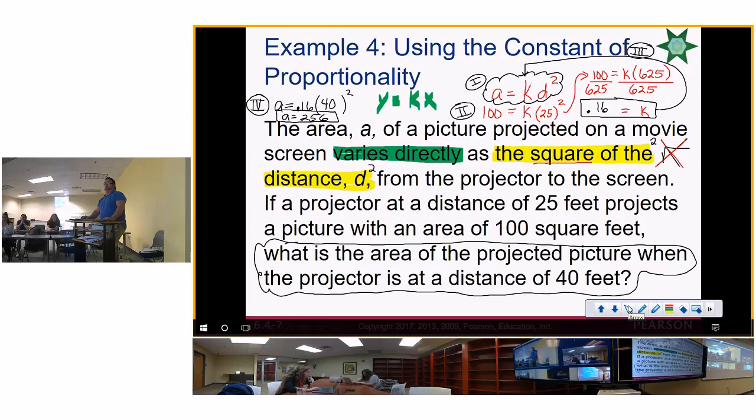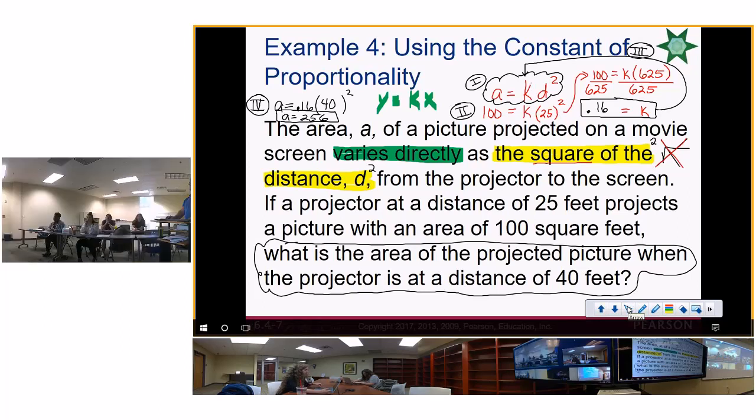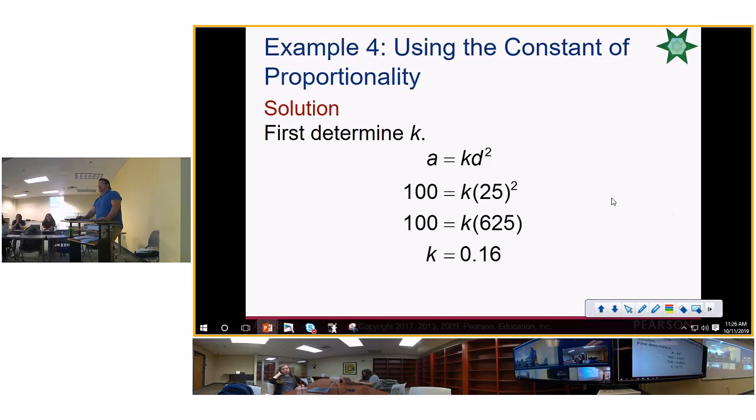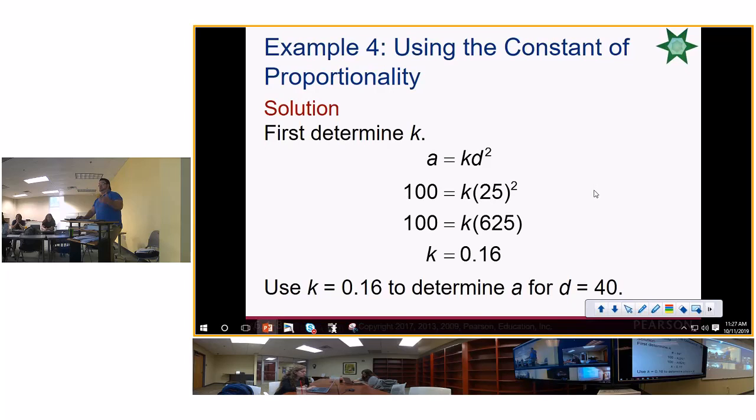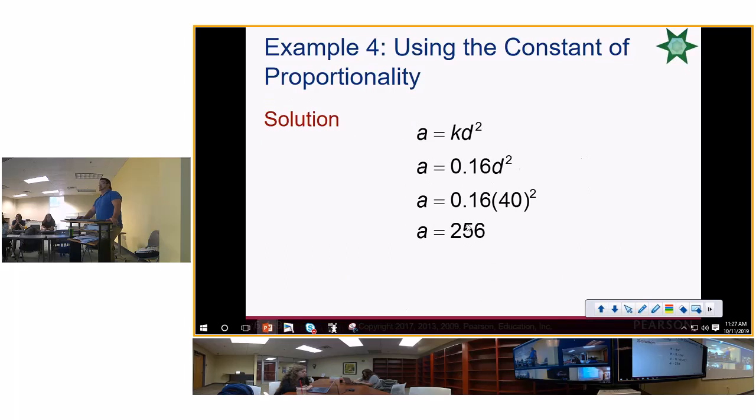The Google Chrome stopped working. Okay. There's K. That's 1 and 2. Now they're going to take that 0.16 and put it in for K. Well, they didn't show that, which they should, but they didn't. Okay, they say use K. There it is. And then you get 256.